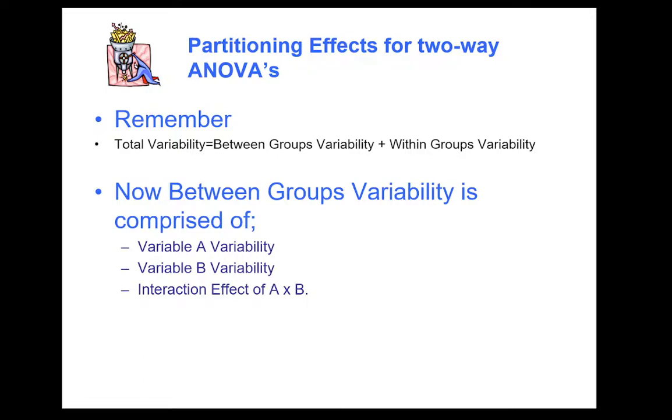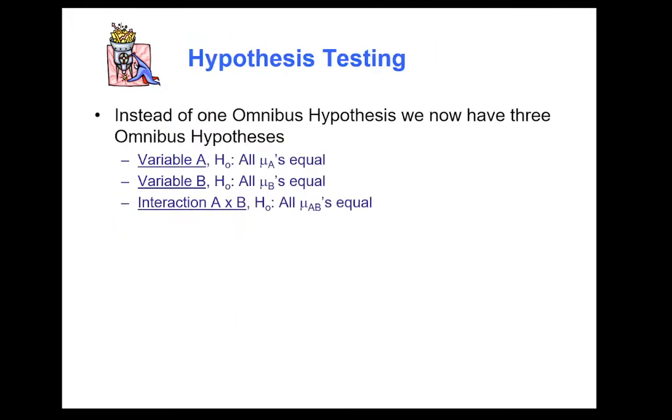My between groups or treatments variability is composed of variable A, which I'll refer to as incentive type, variable B, which I will call training type, and my interaction effect between A and B. Typically when we talk about analysis of variance where it's n-way, we use capital letters for the different independent variables, starting with A, B, C, and so on.